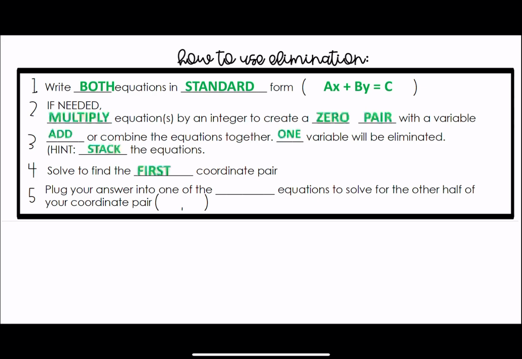What you're going to do is plug that first answer into one of the original equations. And this time you can pick, hint, always pick the easy one. Work smarter, not harder. You're going to plug it in to find the second half of your coordinate pair, x, y. Remember, a solution is a point. So it's x, y. You need both variables. You need a number for both.